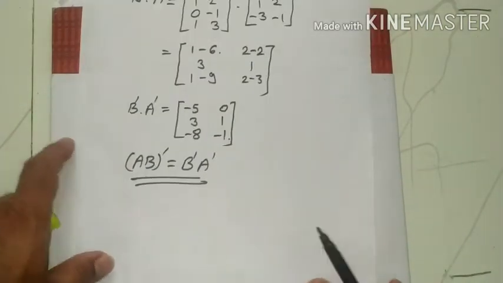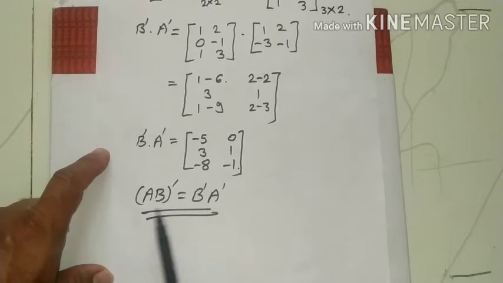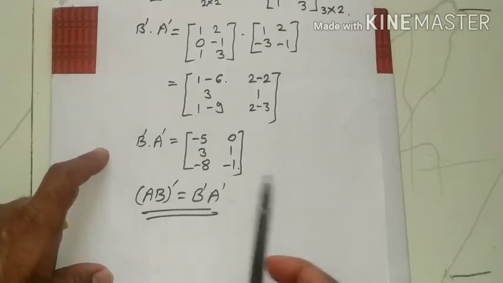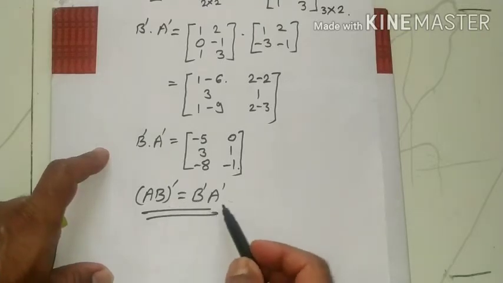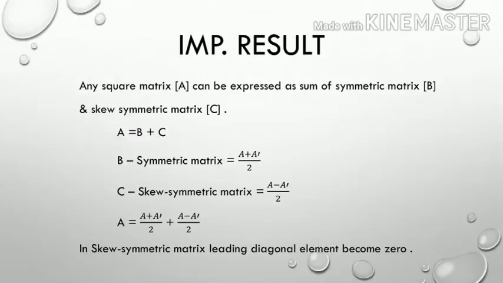Therefore the property of transpose of matrix is verified. Any square matrix A can be expressed as sum of symmetric matrix and skew symmetric matrix.